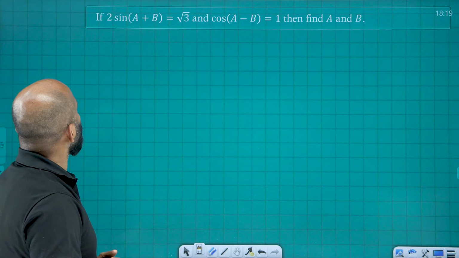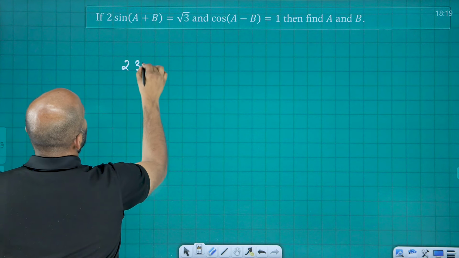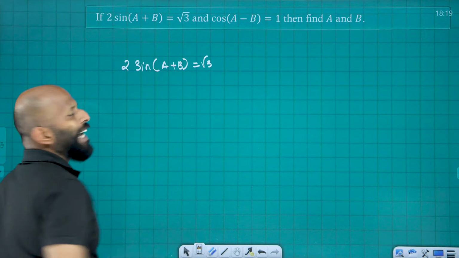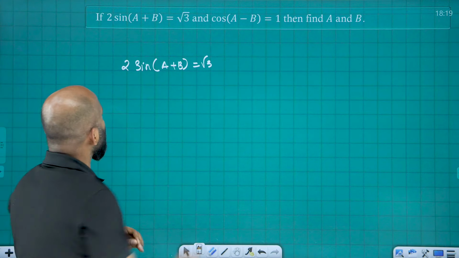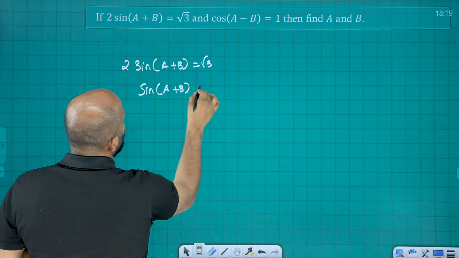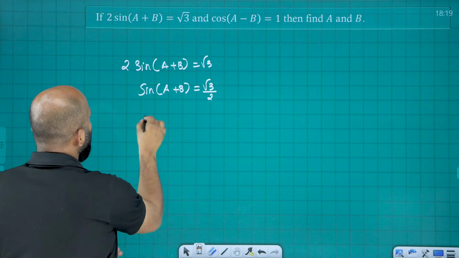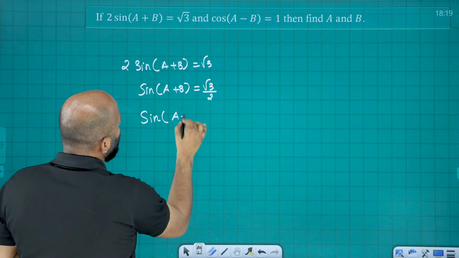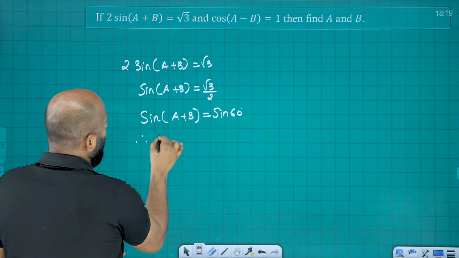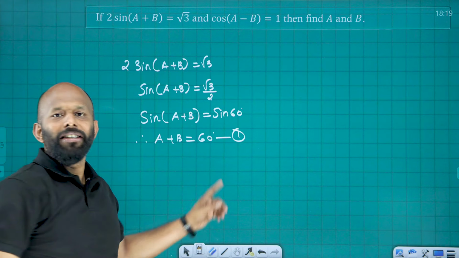So, if 2 sine A plus B is equal to root 3, then I can take 2 to the right side. Sine of A plus B is equal to root 3 divided by 2. Then in which angle does sine give root 3 by 2? That is sine 60 degree. Therefore, A plus B is equal to 60 degree.